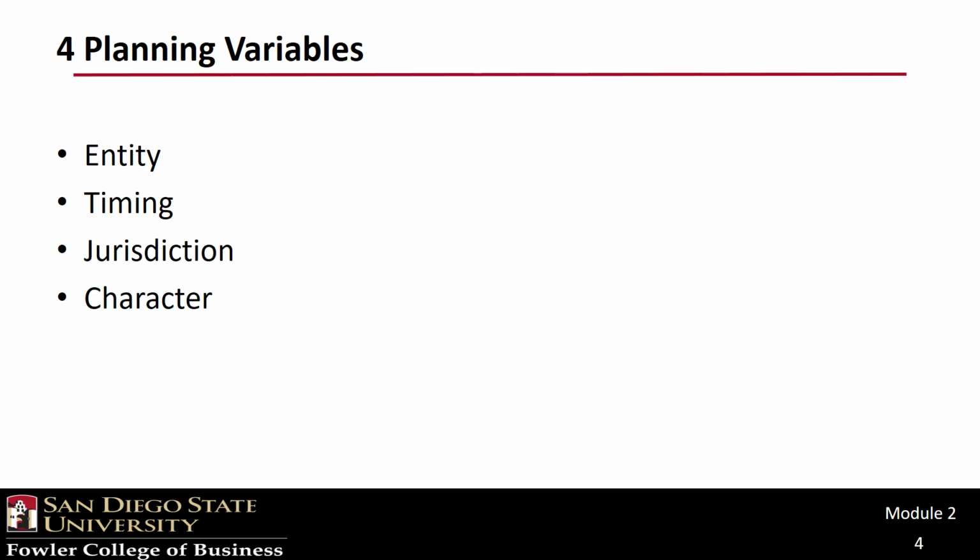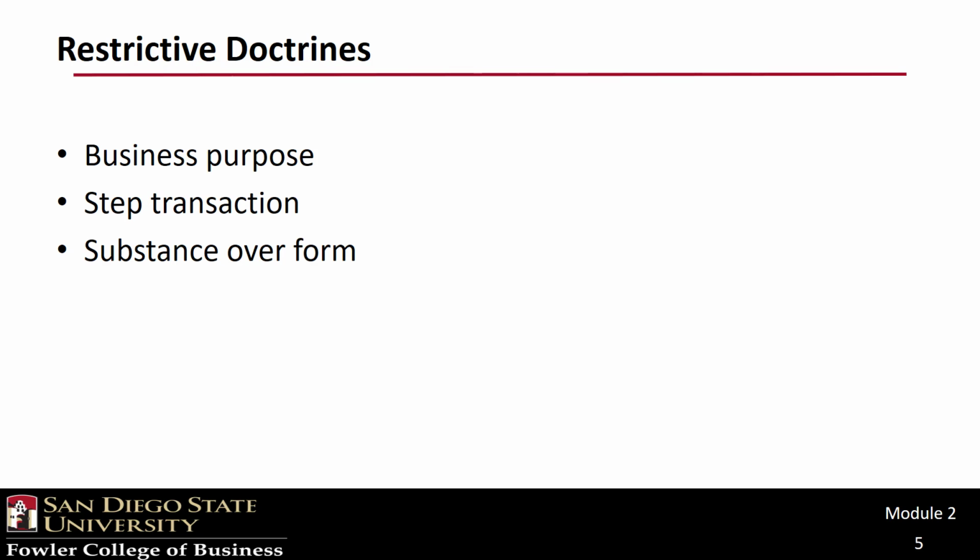Lastly, character is simply trying to take advantage of differing tax rates or limits, etc., related to different types of income under the tax law. Of course, the big 3 doctrines are here to try to stop us when we might get a little aggressive in using the previous tax planning variables.